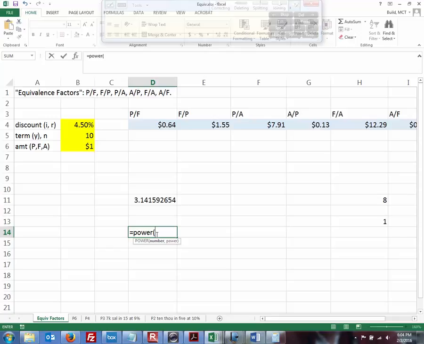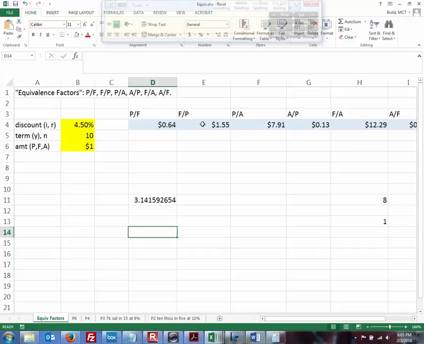It needs a number. Well, let's just do something we know. 2 and 3. 2 to the third power is 8. Close the paren, hit enter, and there it is. So we just demystified the power function in Excel.